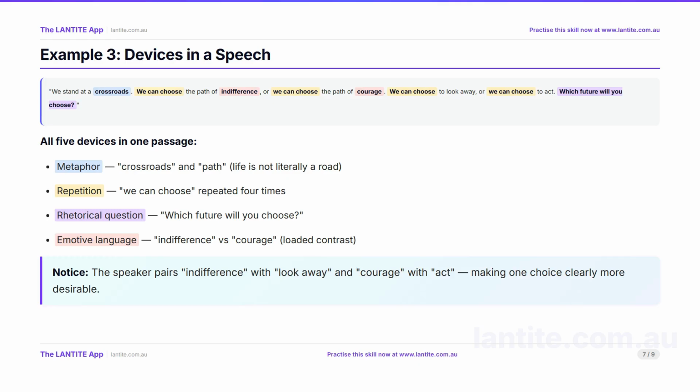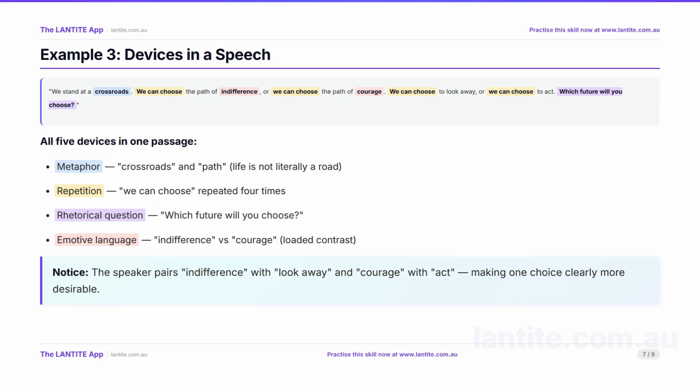Here is a speech that uses almost all 5 devices at once. We stand at a crossroads. That is a metaphor. Life is not literally a road, but the image of a crossroad suggests a critical moment of decision. We can choose is repeated 4 times. That repetition builds momentum and rhythm. The words indifference and courage are emotive language. They are not neutral descriptions. Indifference is negative, courage is positive. The speaker is loading the dice.